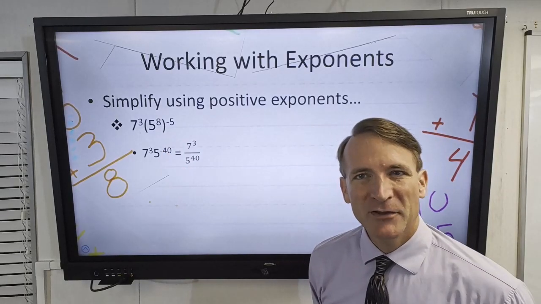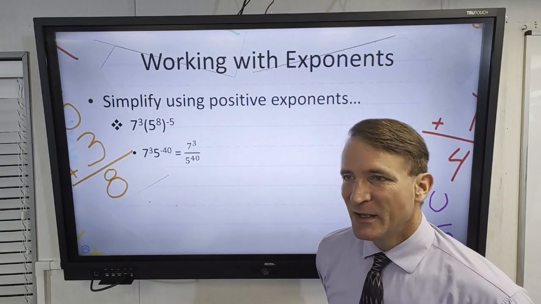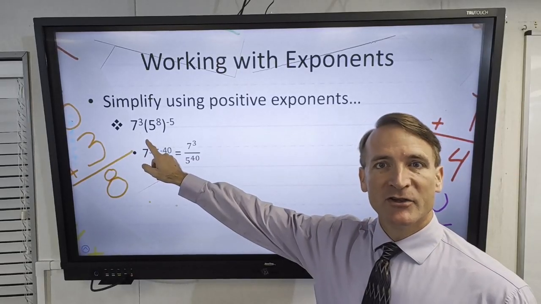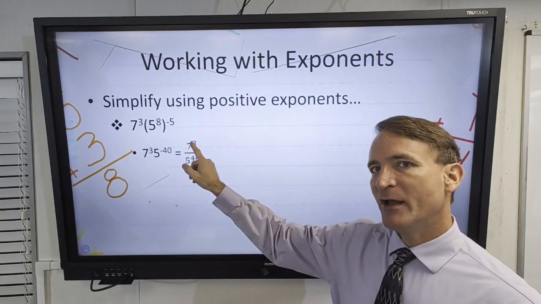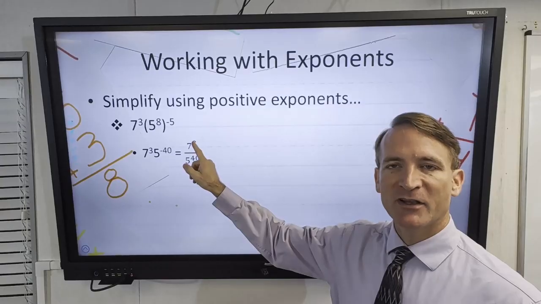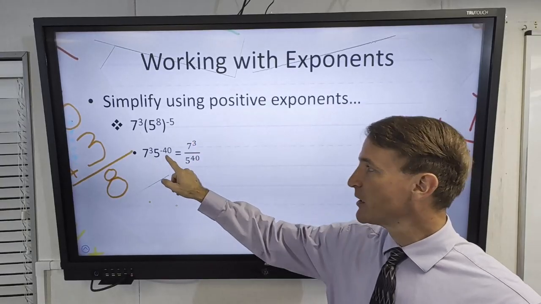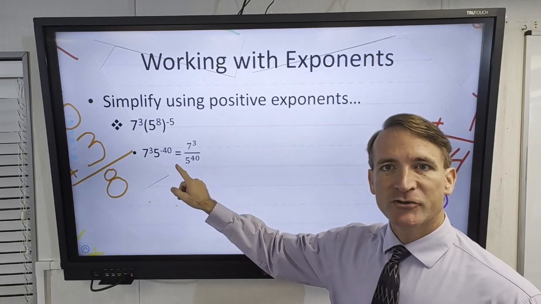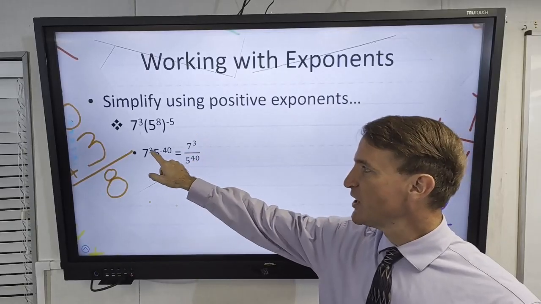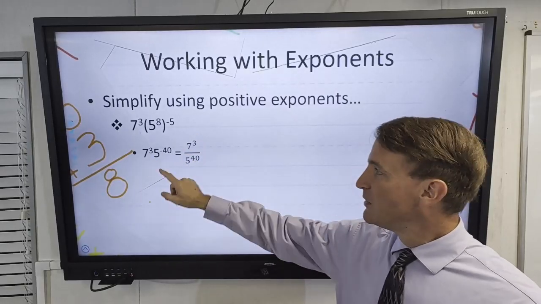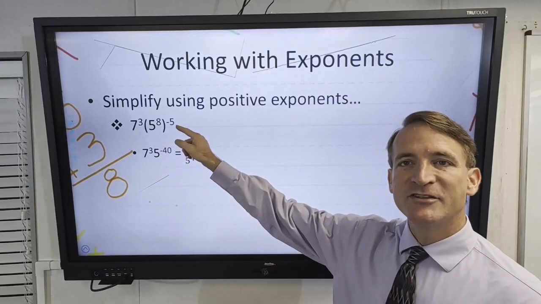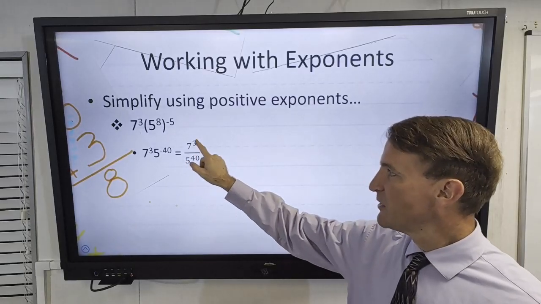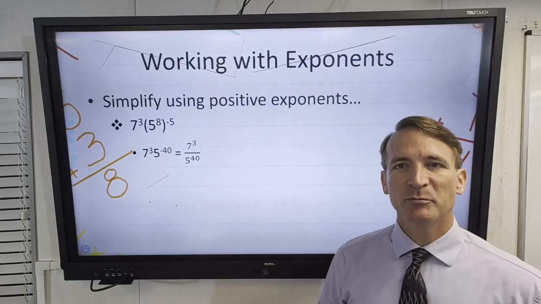I've got to convert that into positive exponents. My 7 already has a positive exponent on it. It's a 3. So that's going to stay in my numerator. I don't need to move that. It's already got a positive exponent. If I moved it down to the denominator like I am going to do with the 5, then it would become a negative exponent. But according to my instructions, positive exponents. So the 7 cubed stays in the numerator. The 5 with the negative 40 exponent needs to move down to the denominator and become a positive exponent. So I have 7 cubed over 5 to the 40th power.